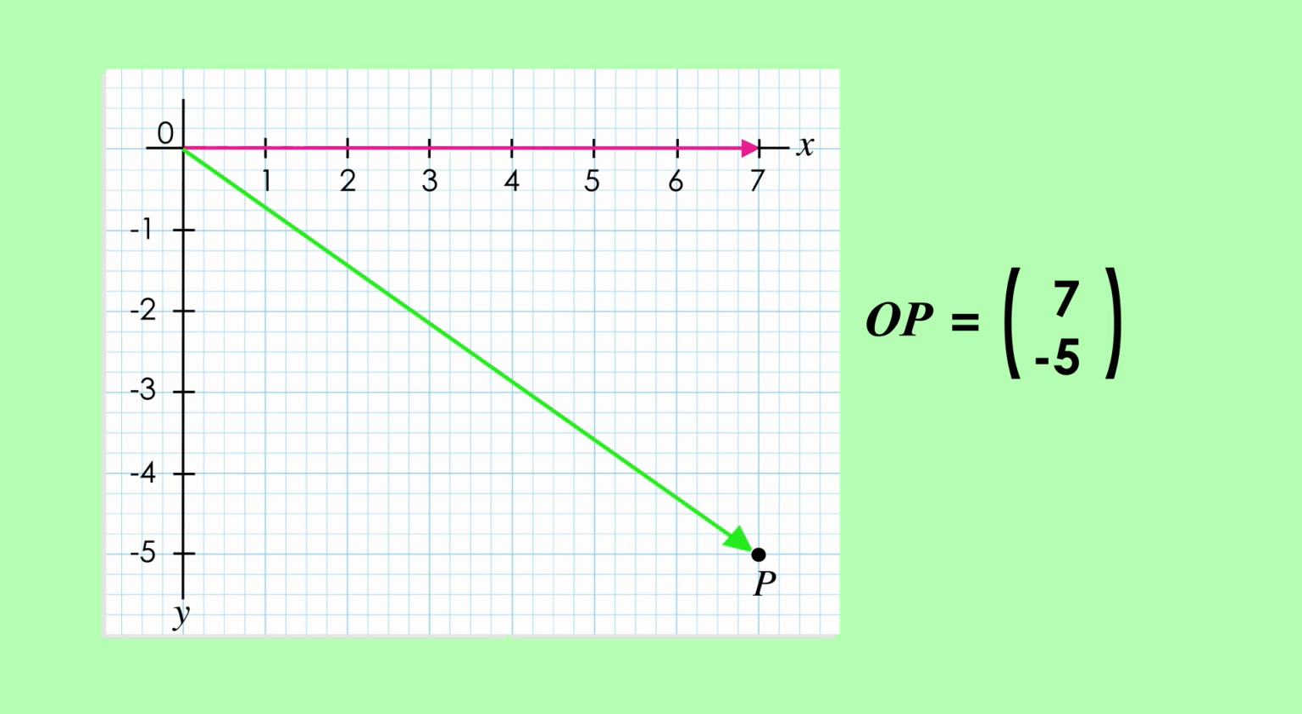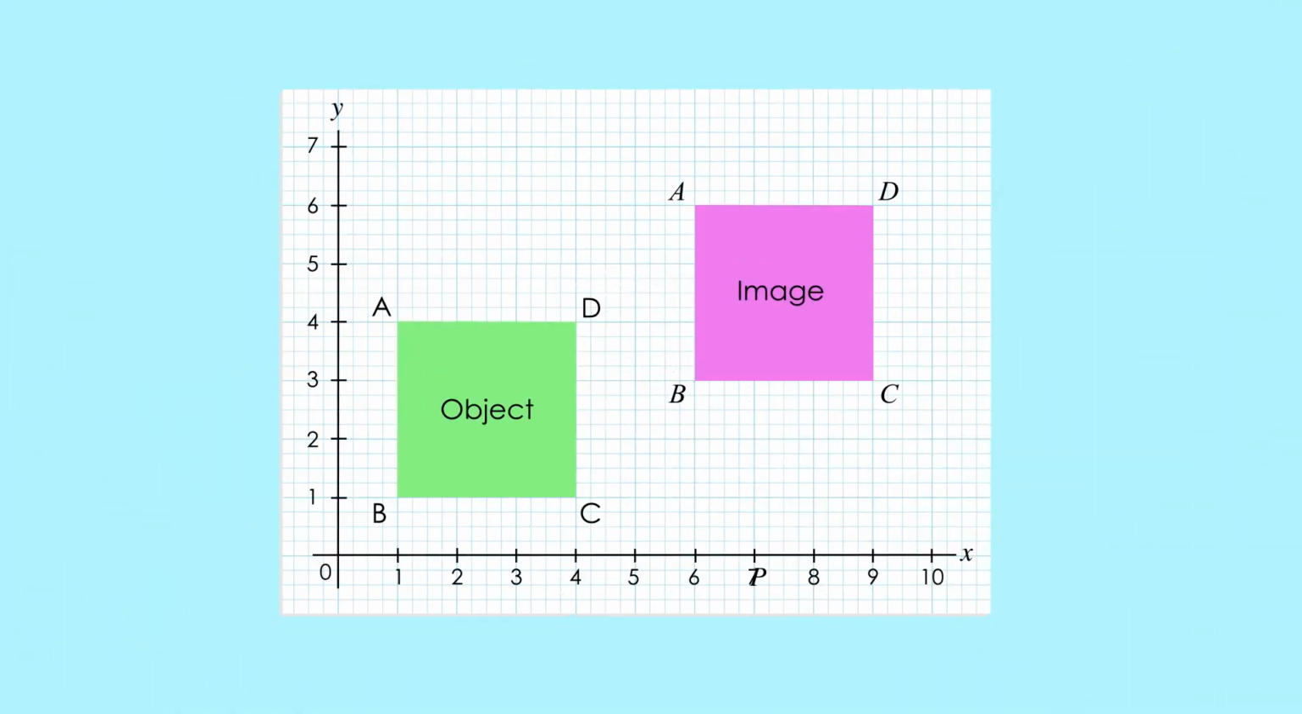Great! Girls and boys, now can you determine the translation of the diagram? Let's check the movement for each vertex. From point A, move 5 units to the right and 2 units upwards. From point D, move 5 units to the right and 2 units upwards. From point B, move 5 units to the right and 2 units upwards. From point C, move 5 units to the right and 2 units upwards. Therefore, the translation is (5, 2).